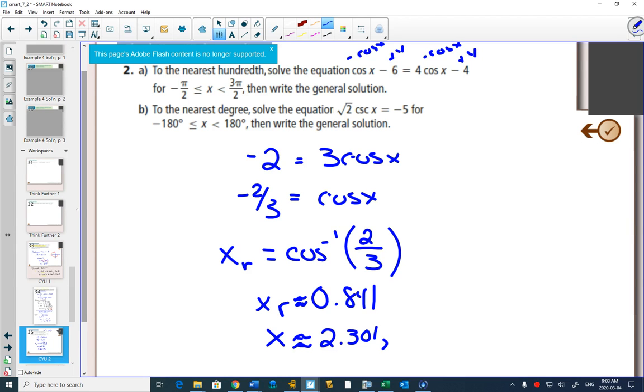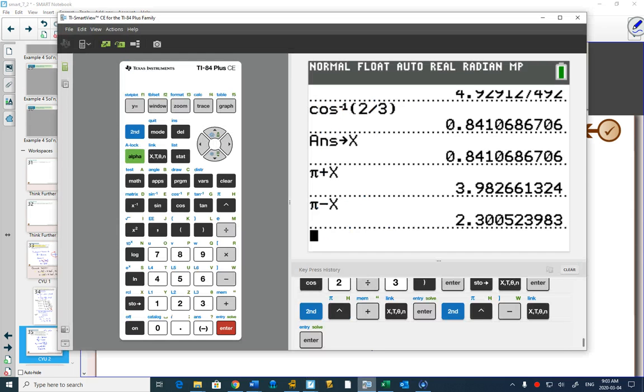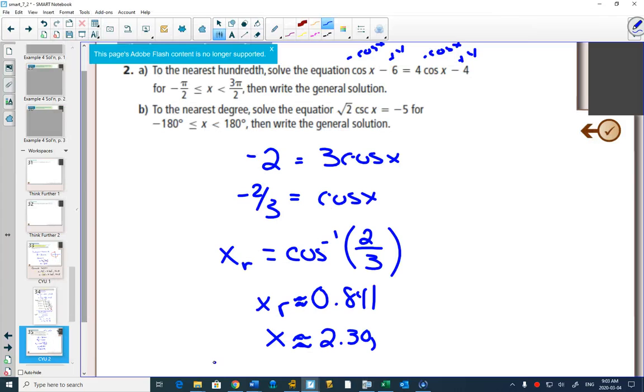Approximation to 3 decimal places, 2.301. Oh, it says to the nearest hundredth. So 2.30 and 3.98.